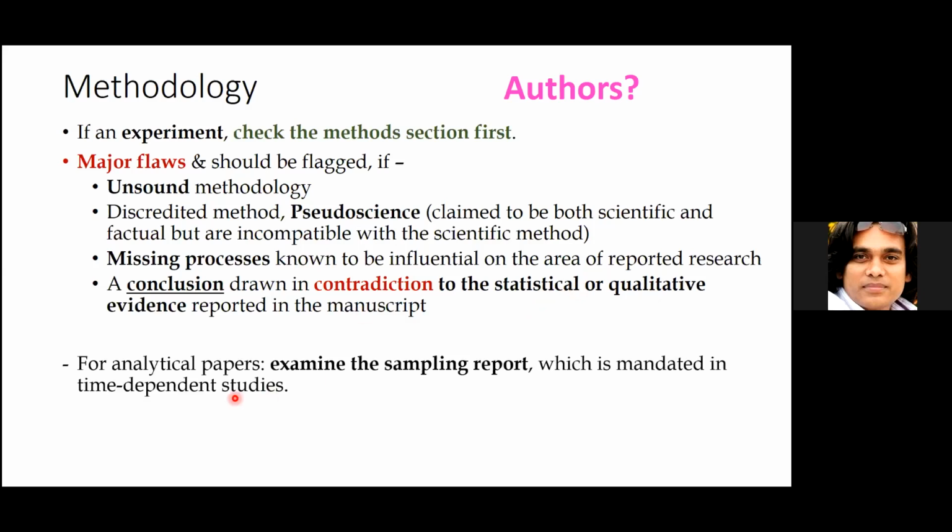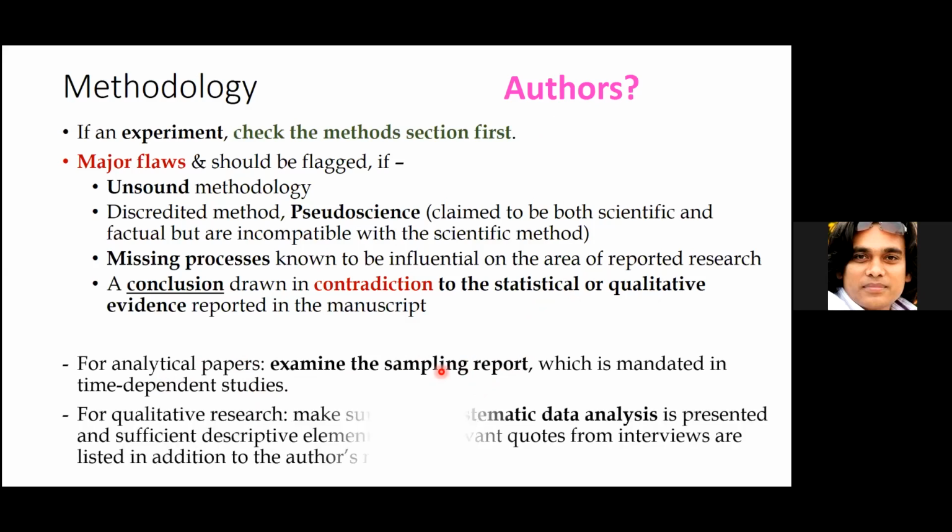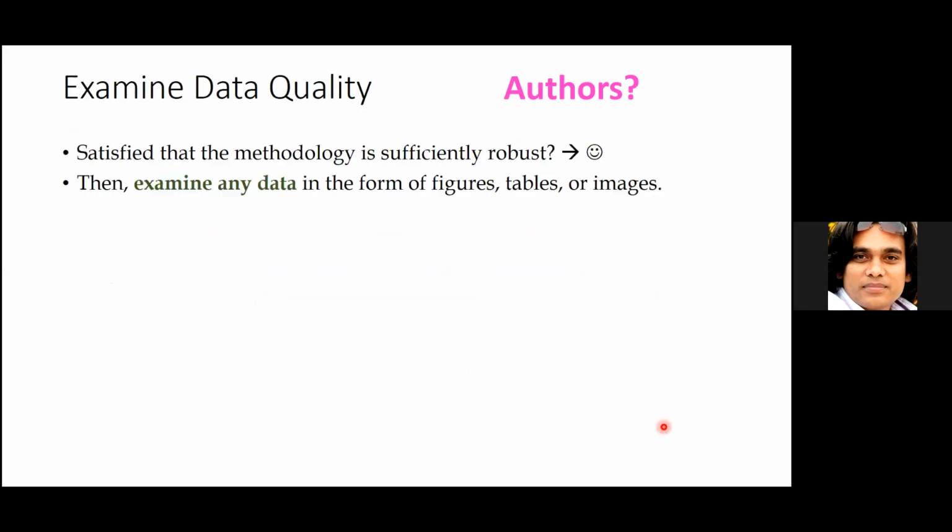Another point is that when there are analytical papers, make sure that you examine the sampling report, for authors of course, and for reviewers, and so on. Similarly, systematic data analysis is important. Examine the data quality, because data quality is important. So for authors, when you submit, you do this, and reviewers, make sure that you do this too.